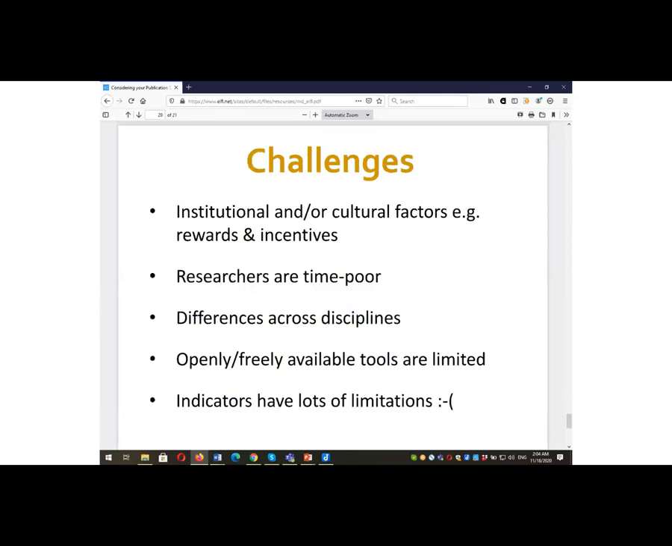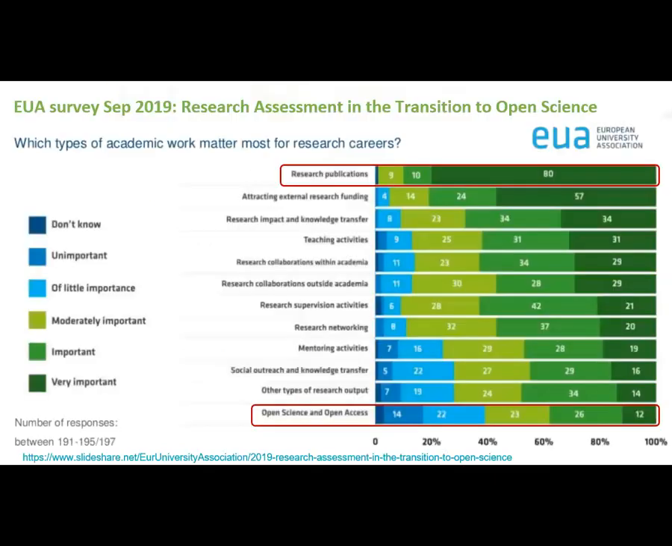And then these are some of the challenges. Your advice could help some researchers in some disciplines, but not necessarily in all the disciplines because of disciplinary differences. And then, of course, availability of open or freely available tools isn't great. So if you don't have commercial tools for that, it's a bit hard to offer as a service. But even if you have commercial tools, then unfortunately, the quality of data in those tools is really poor. And it also has certain limitations.